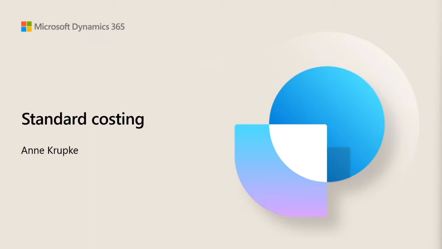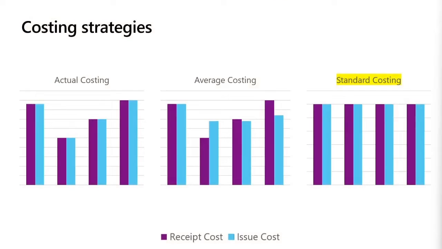Thanks, Rachel. Let's take a dive into standard costing as a costing strategy in D365. In our last Tech Talk, we went through the different cost models available to perform actuals and average costing in Dynamics 365 Supply Chain Management. In this Tech Talk, we will begin by diving into standard costing. Standard costing is a strategy where we assign the same cost to every transaction for an item, both the receipt and the issues.